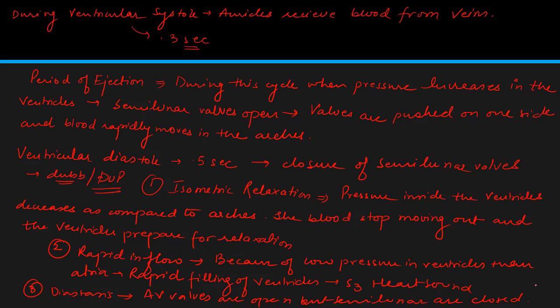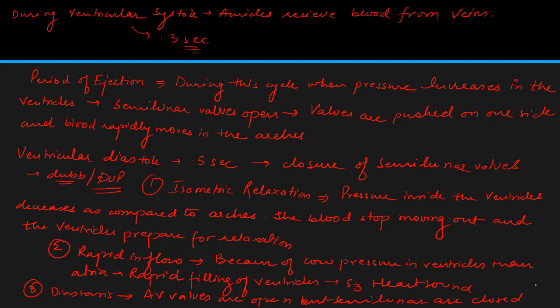The complete heart is in diastasis, which is followed by atrial systole, which is already explained. Atrial systole produces S4 heart sound. And then atrial diastole. Due to the contraction of atria, the remaining blood comes into the ventricles, so the atrial pressure now becomes zero. S4 heart sound is produced.